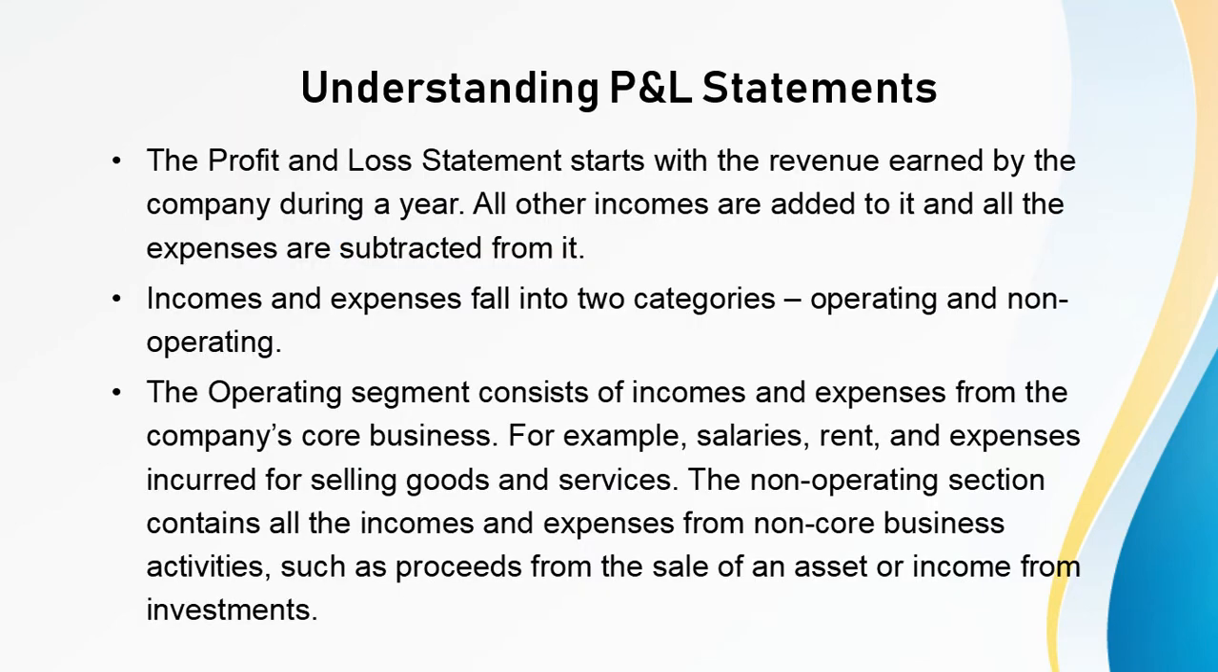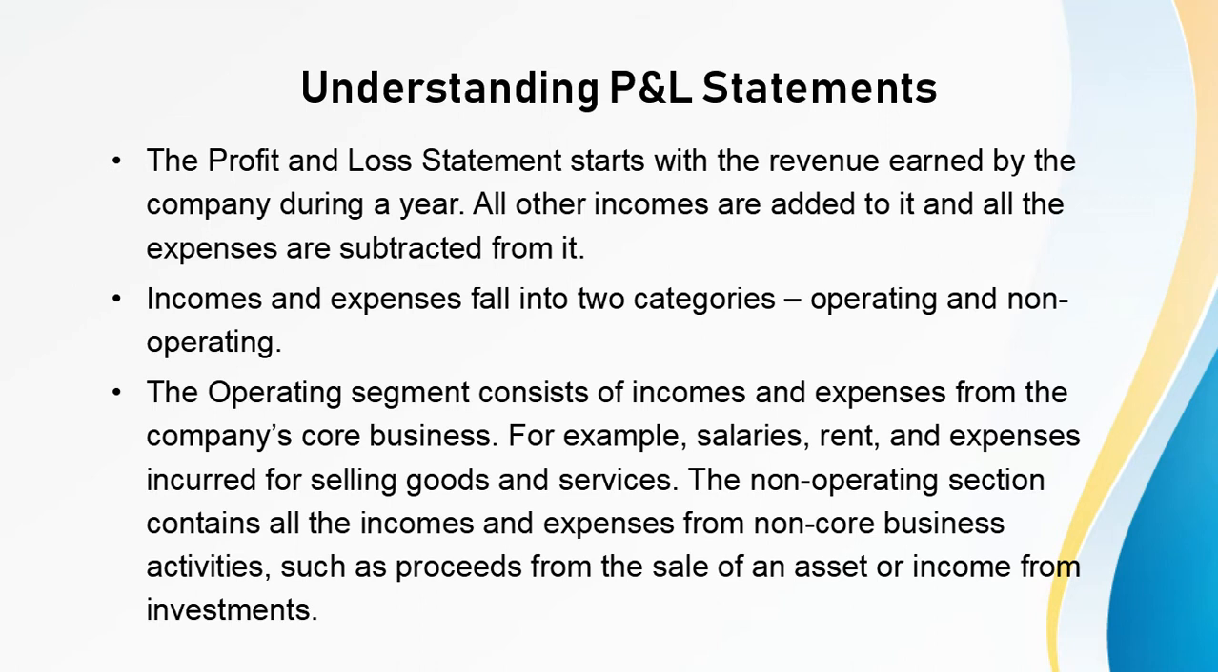Now, understanding the profit and loss statement. The profit and loss statement starts with the revenue earned by the company during a year. All other incomes are added to it and all the expenses are subtracted from it. Incomes and expenses fall into two categories, operating and non-operating. The operating segment consists of incomes and expenses from the company's core business. For example, salaries, rent, and expenses incurred for selling goods and services.